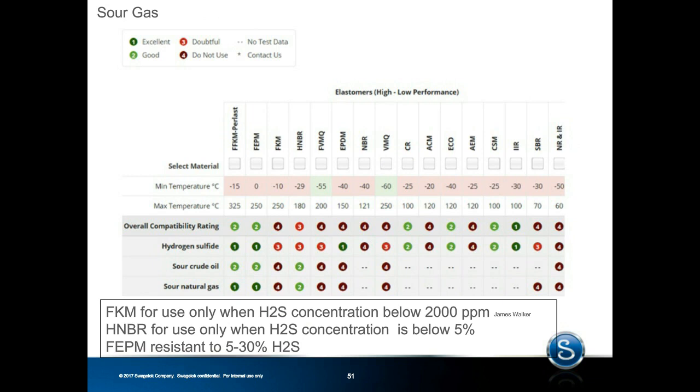Sour gas is another environment that creates challenges for seal materials. And the best recommendation that I can give you here is you need to understand what's in your system very carefully. You need to understand what your H2S concentration is, whether it's in the parts per million or above, will help you determine which elastomer material will work in your application.